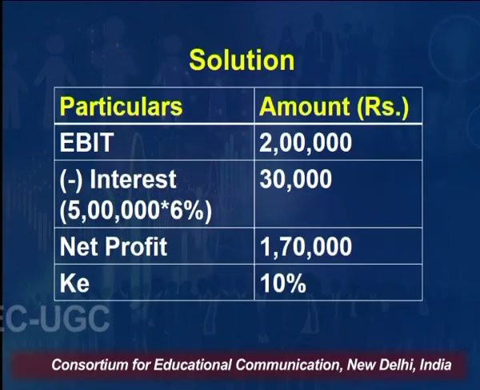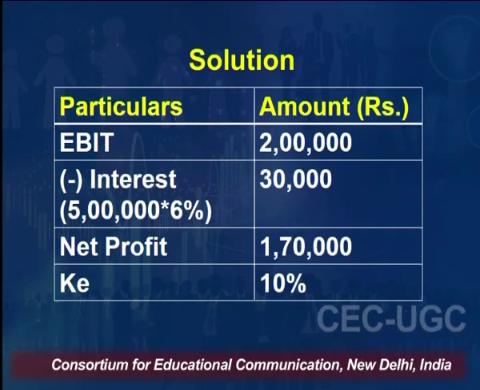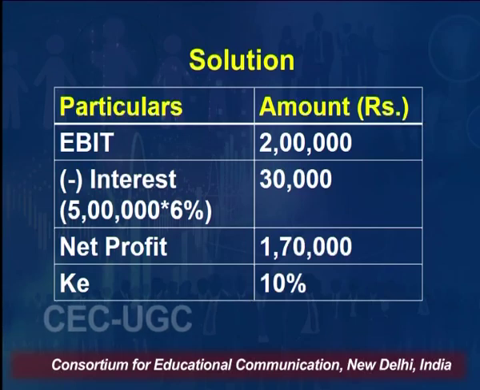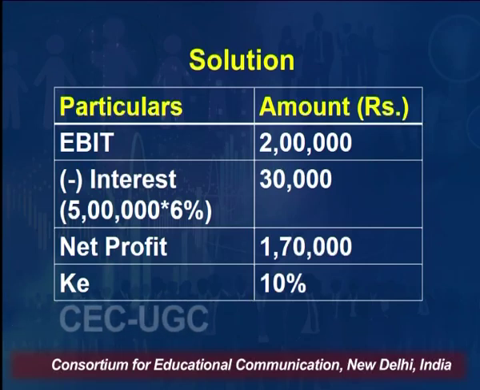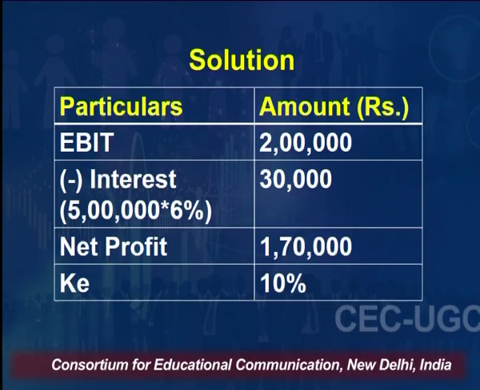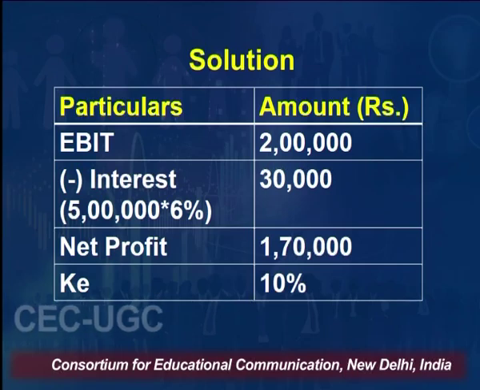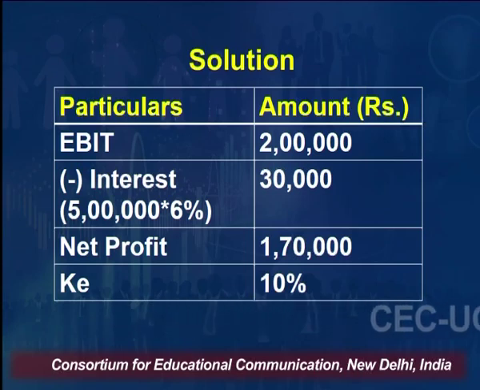So, here is the solution. We can have these two columns, wherein in the left column we may write the particulars and in the right column we may have the amount. So, what is given in the question? EBIT, earning before interest and tax, is given in the question. So, EBIT here is 2 lakh rupees. The very first thing that we need to deduct from EBIT is interest. Interest is 6% of 5 lakh, because 5 lakh rupees of debt is there in the company already, and this 5 lakh rupees of debt is raised at the rate of 6%. So, the interest is calculated by multiplying 5 lakh by 6%, that is 30,000 rupees.